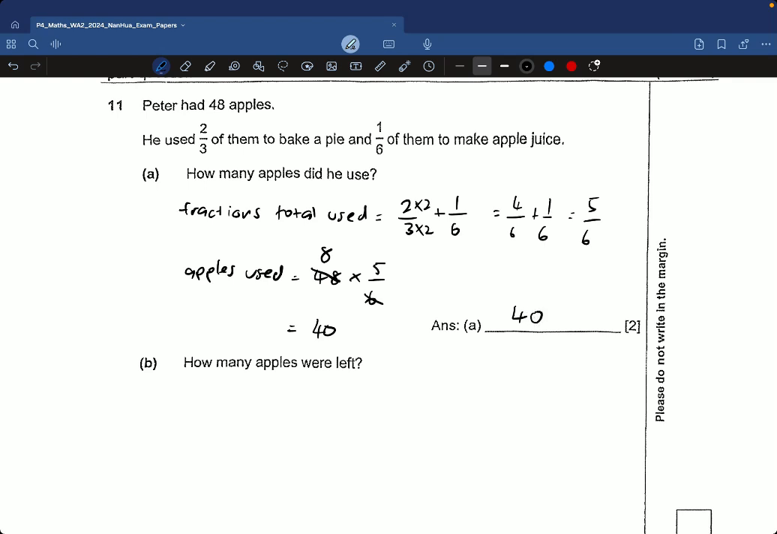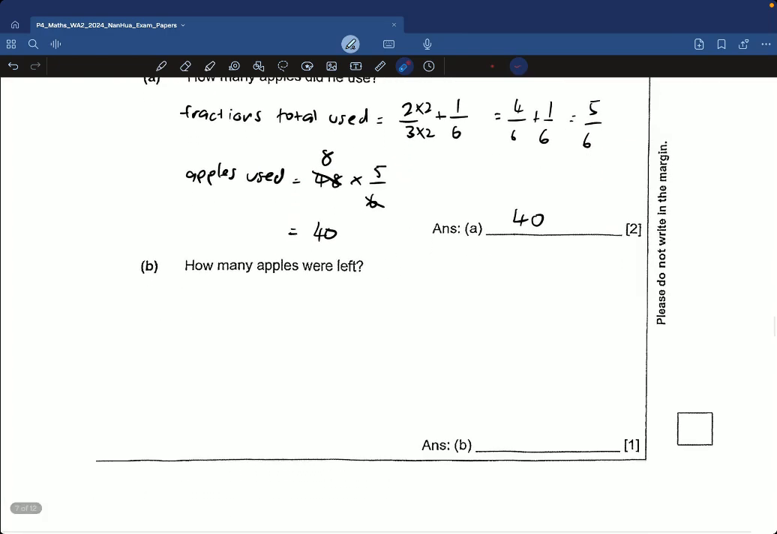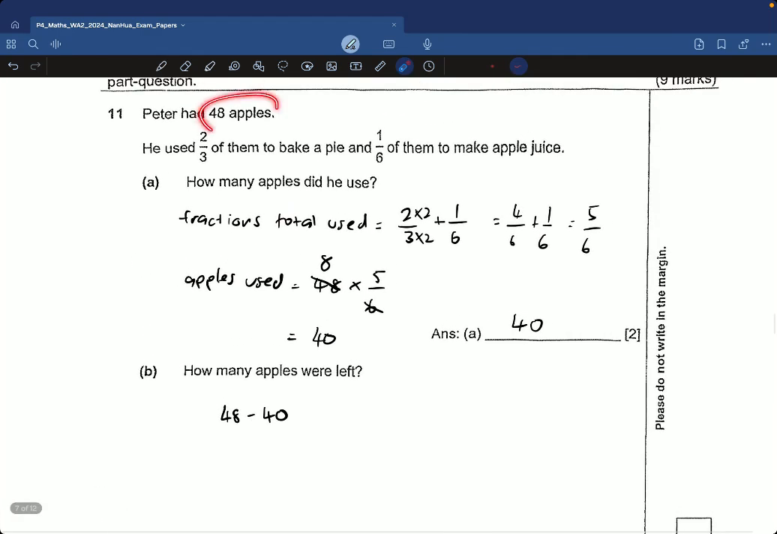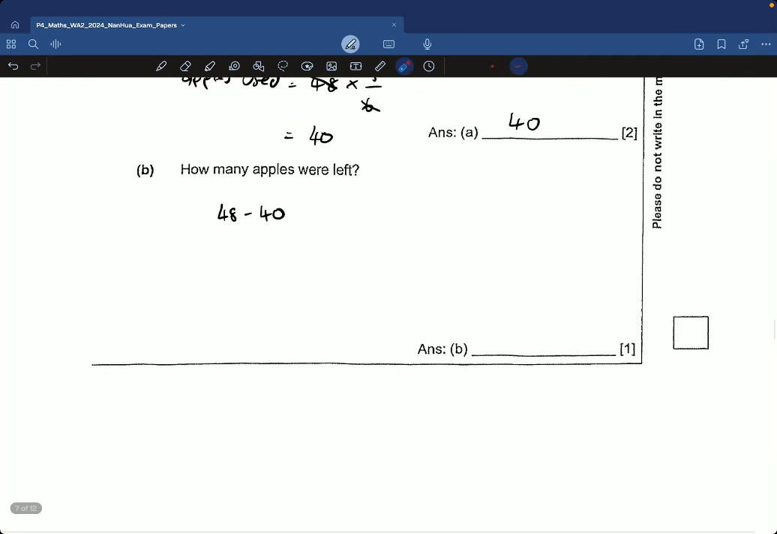So you can use units as well. So another way is you can just say the total is 6 units, which is equal to 48. And then you get 1 unit and you multiply by 5. Similar to this as well. Let's move on to question B. How many apples were left? So pretty straightforward. We have 48 minus 40, because apples used is 40, and total apples is 48. So what's 48 minus 40? The answer is 8. All right, very good.